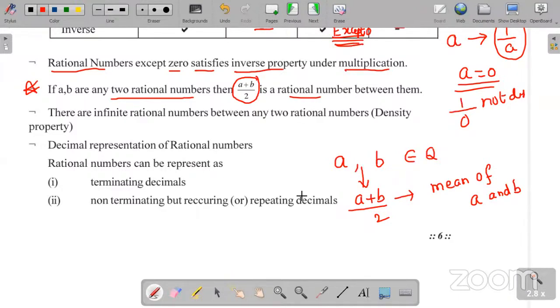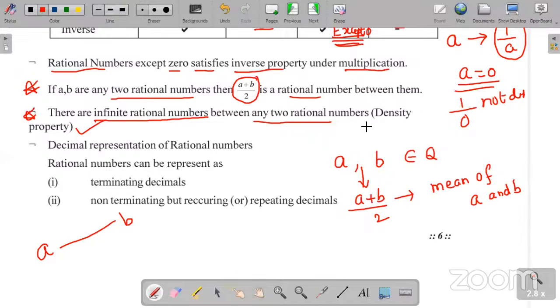So now one more question will arise. This is a very important concept also. How many rational numbers can we insert between any two rational numbers? For example, a is one rational number, b is another. In between them, how many rational numbers can we insert? That means infinitely many rational numbers between any two rational numbers. This beautiful property is called the density property.